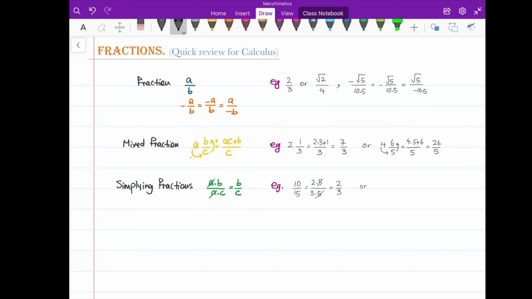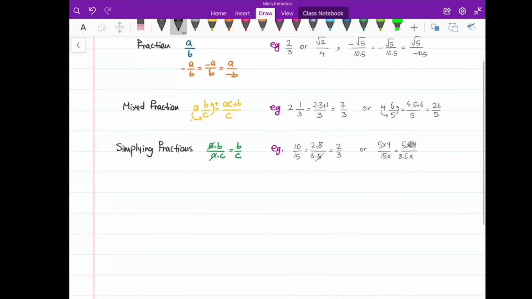Or let's work on something more like a calculus example. 5xy over 15x, okay? So I have 5xy over, 15 is 3 times 5, and then times x, okay? As you see in here, the 5 on the top and bottom is going to be cancelled, and x is a common factor on the top and the bottom. So I'm left with a y and I'm left with a 3, okay?